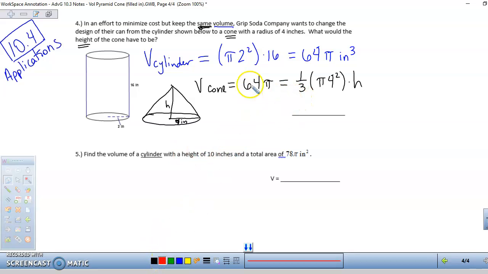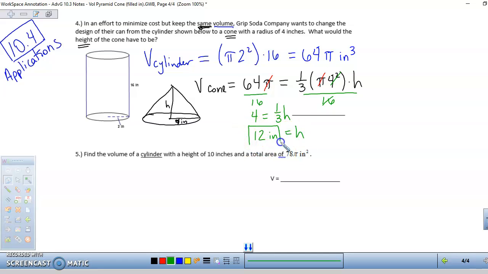All right, so going through this, here I have the pi's that'll cancel. And then after that, you can do this in whatever order you'd like to. So this is a 16, I'd probably divide by 16 first. So I'll write it out just to be super clear. So that cancels with that. And then, so here's 4. And now I have 1/3 h is all that's left. So 64 divided by 16 is 4. I copy the 1/3 and then the h. And then I'm going to multiply by 3. And so the height is going to be 12 inches.